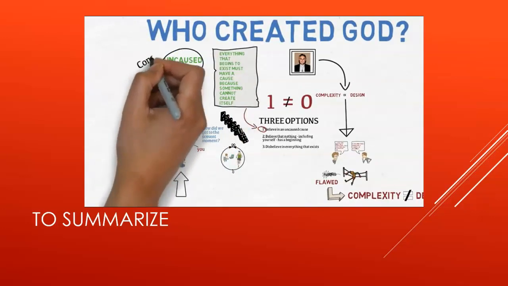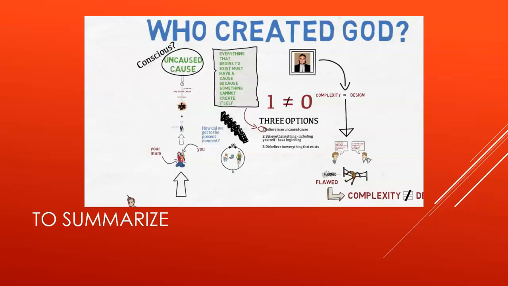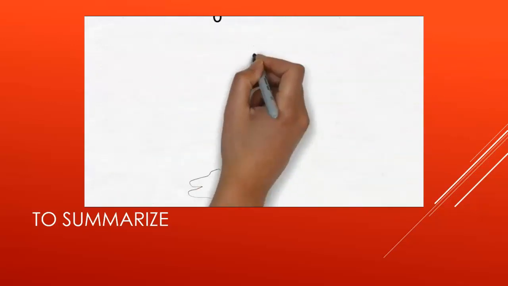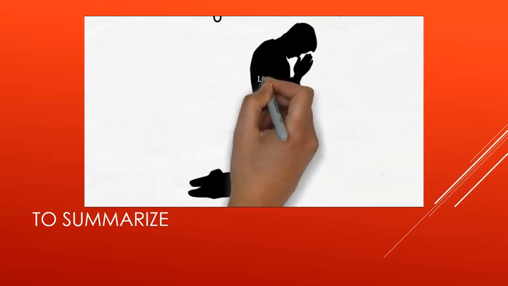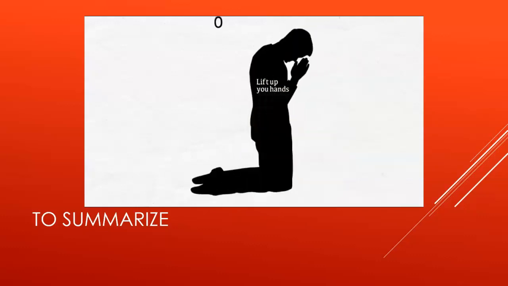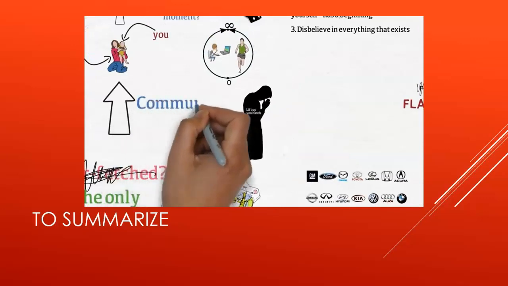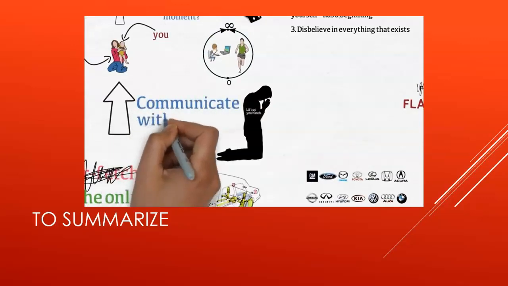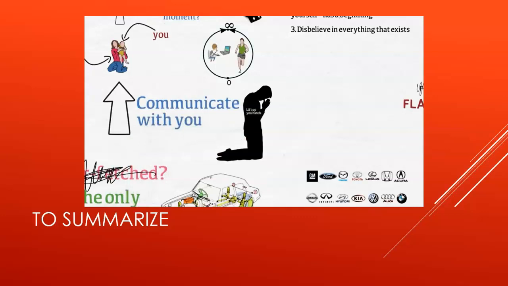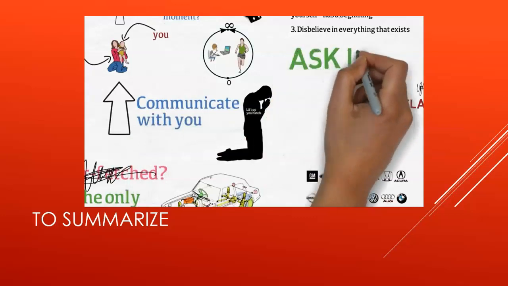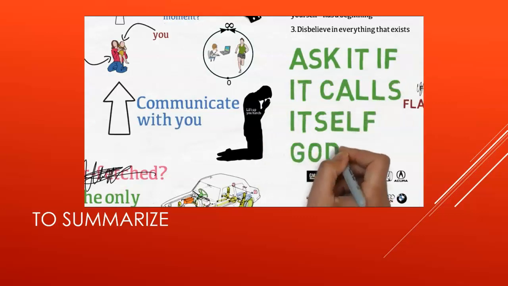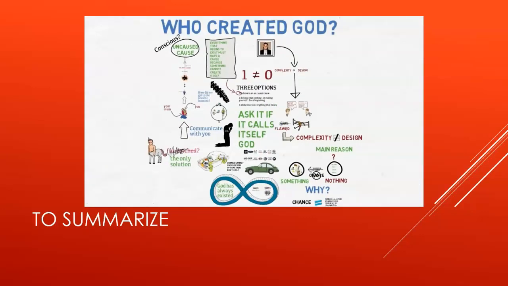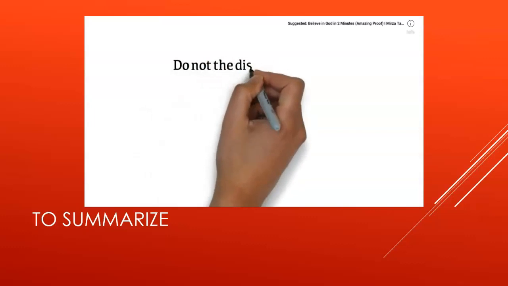The only question that remains, therefore, is whether this uncaused cause is conscious or not. However, if you really want to know if the uncaused cause is conscious, there is a really easy way to find out. All you need to do is lift up your hands and pray. Ask the uncaused cause to communicate with you. If the uncaused cause created everything, then ask it if it calls itself God.